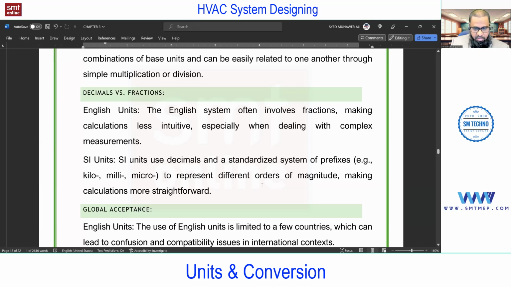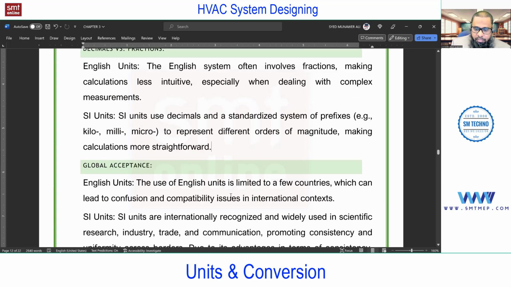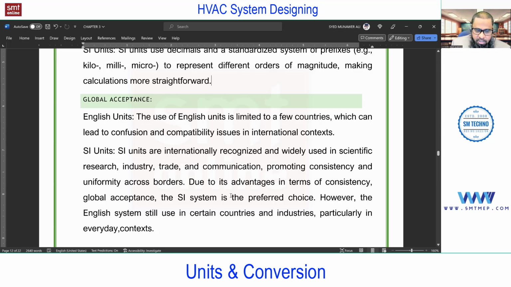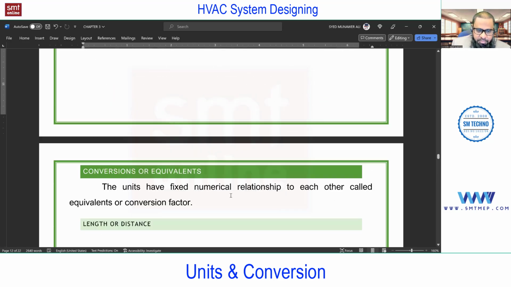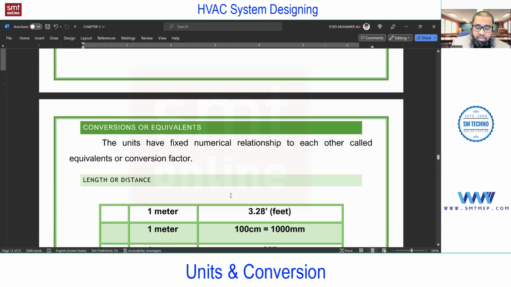And now the question is, if you want to be ready for both, what will happen? What problem will arise? Conversion, right? So the next topic is conversion, and this is also very, very important. We'll try to visualize these units or these physical characteristics with the help of these conversions.